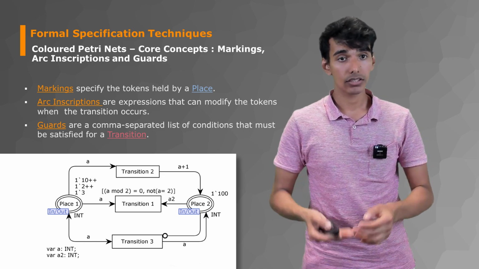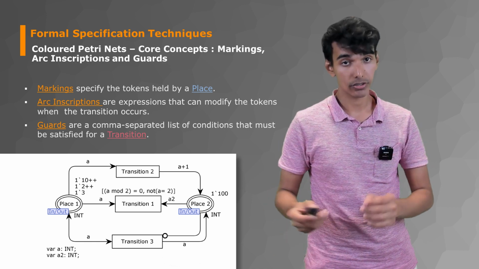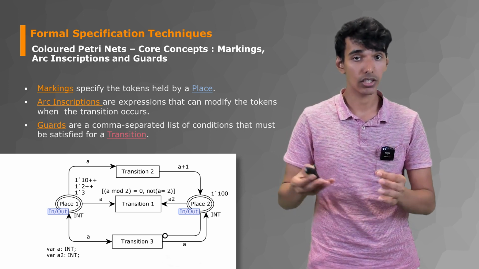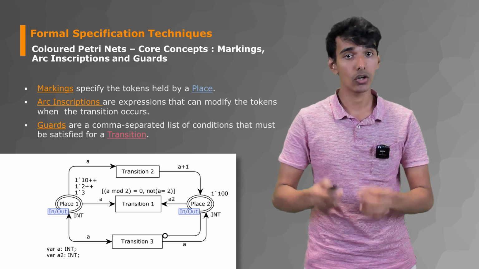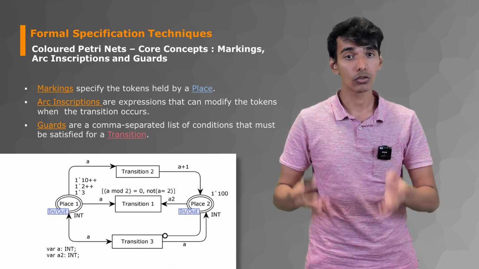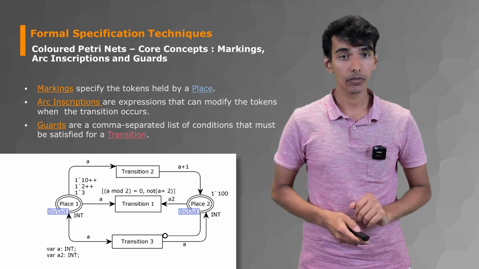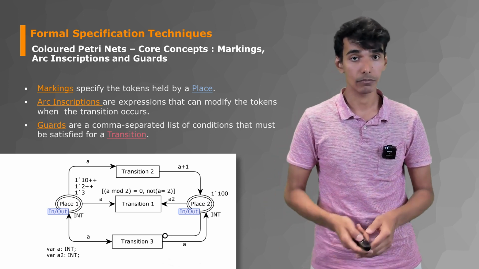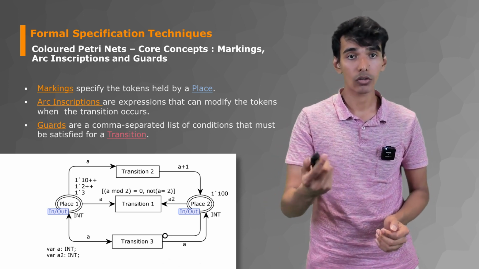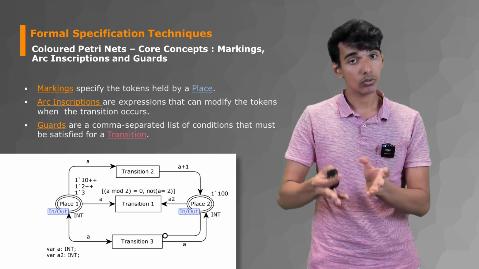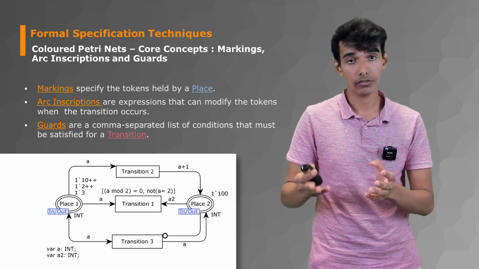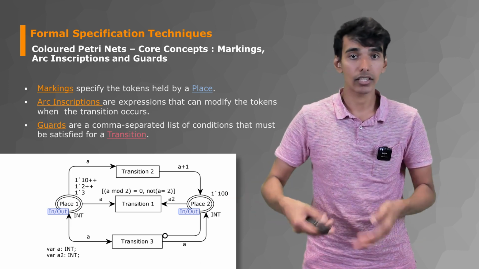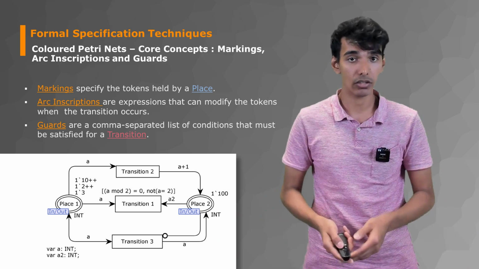We also have this concept called guards. If you look at transition 1, there is a comma-separated list of conditions that need to occur in order for this transition to be executable. Essentially, these are a list of conditions that must be satisfied for a transition. In this example, transition 1 requires that a, the variable representing the token, must always be even. So you have a modulo 2 is 0. Basically, the remainder when a is divided by 2 must be 0, the definition of an even number.